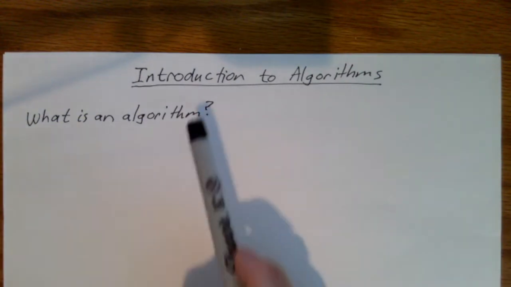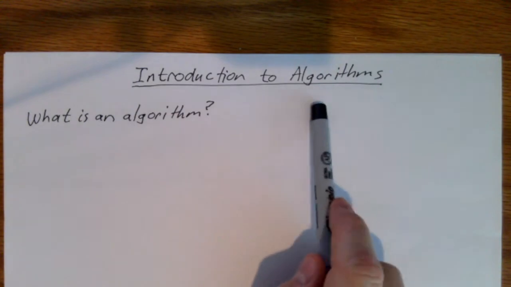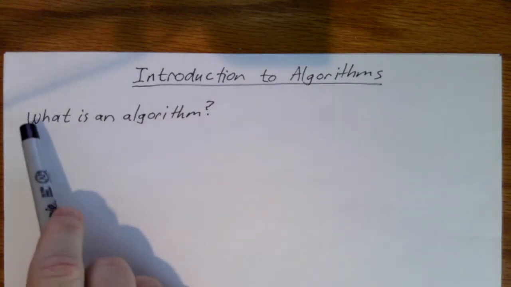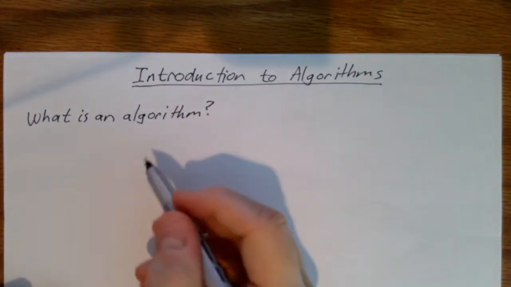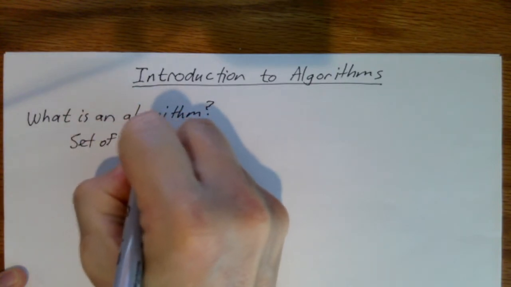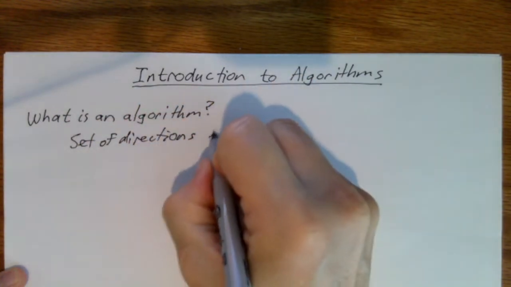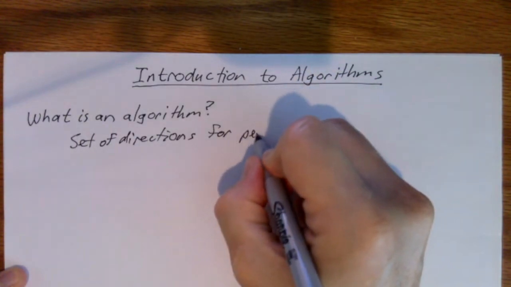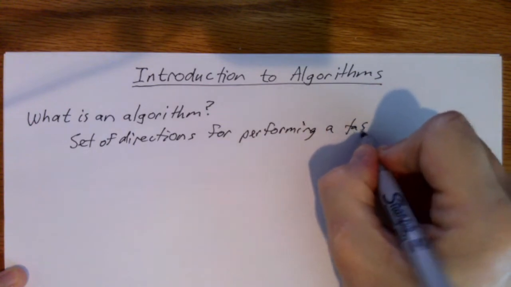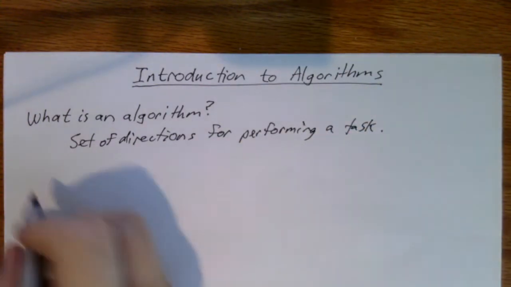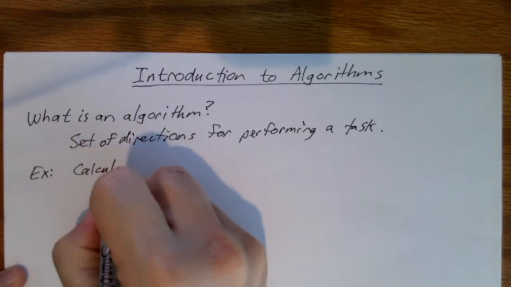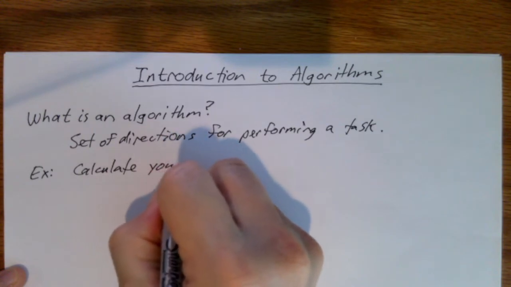In this video, I'm going to give a high-level overview of algorithms and also talk about why we study those. So let's start with the question of what is an algorithm? An algorithm really is just a set of directions for performing a task. So let's give an example. Calculate your homework average.